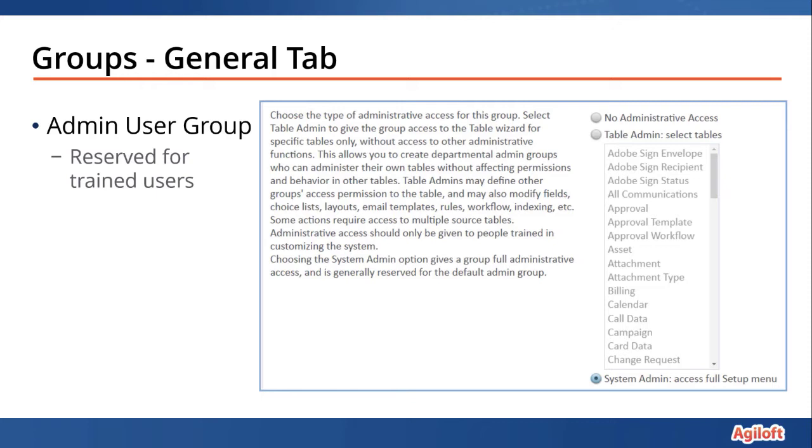Giving a user group admin rights to a table allows them to take full ownership of that table and to define the ways in which the table is used without having to give them admin access to the whole system. However, this permission should be reserved for trained users.